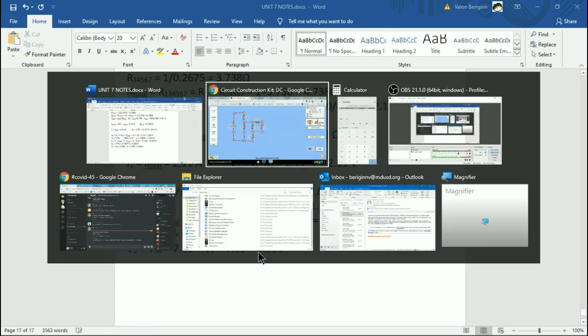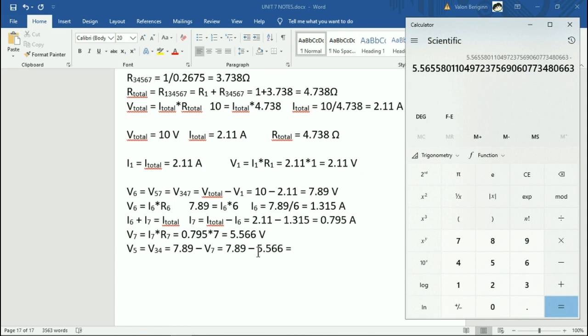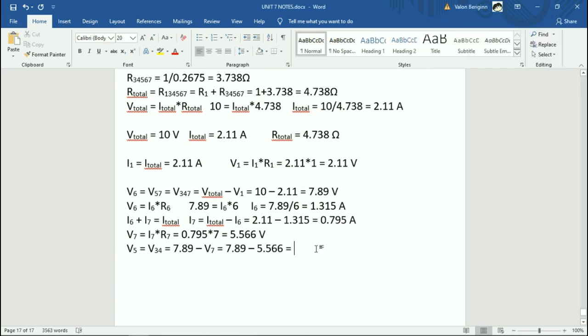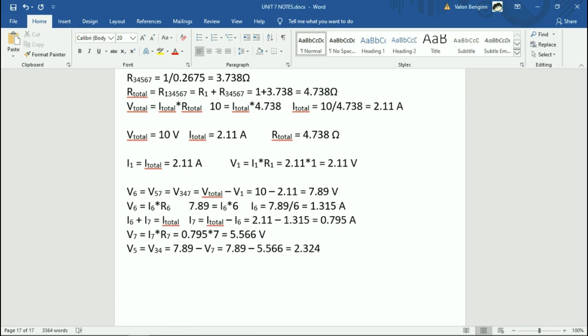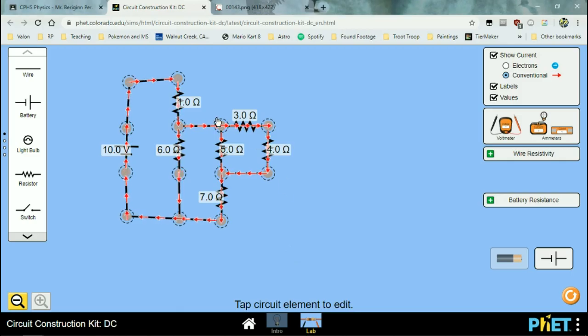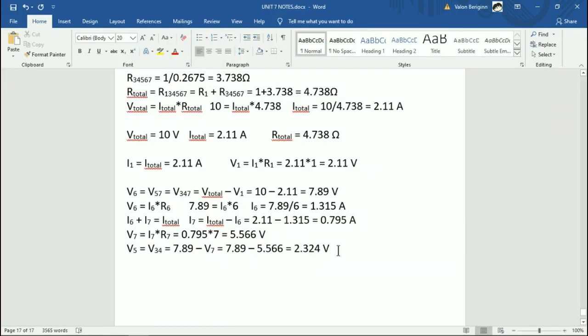So you get, I'm just going to, again, shorthand, this is going to be a negative number, but that's okay. 2.324. So this means whether you cross this one or you cross these two, you must lose 2.324 volts. Okay, so now that's V5. So now that we have V5, we can solve for I5.